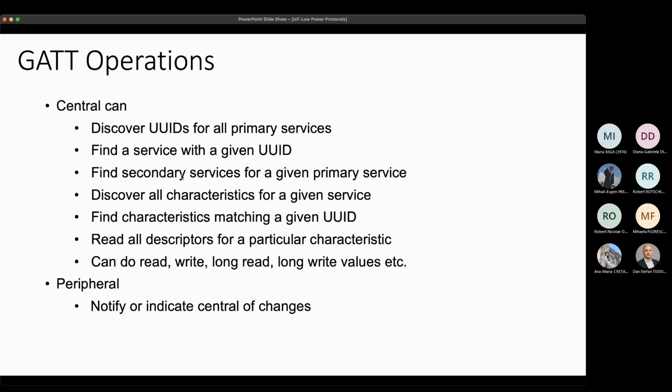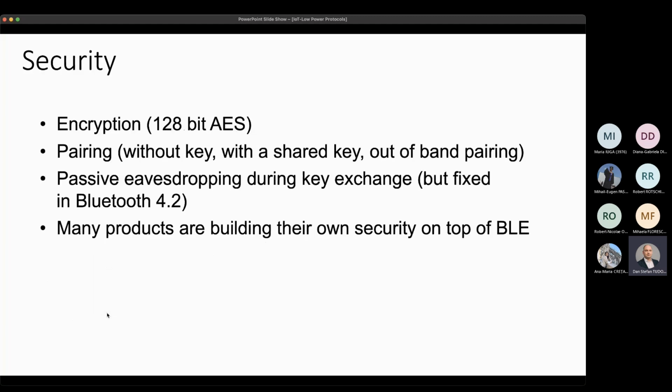You can have secondary services for a given primary service, which is specified by this, and you can discover all these characteristics for a given service. You can match the universal unique identifier here with a given one, and you can browse descriptors, read them, of course, write, and so on. So you can do all sorts of operations. A peripheral can only notify or indicate central if anything changes. So you can actually do that.